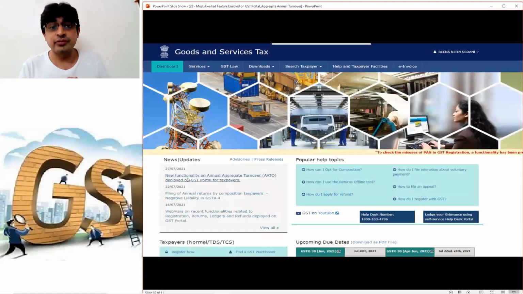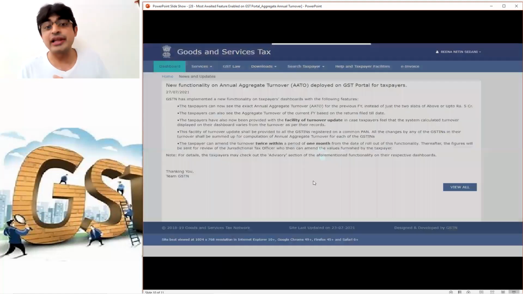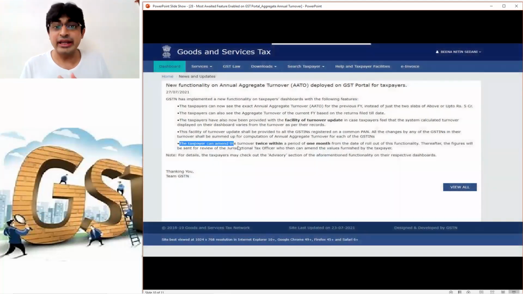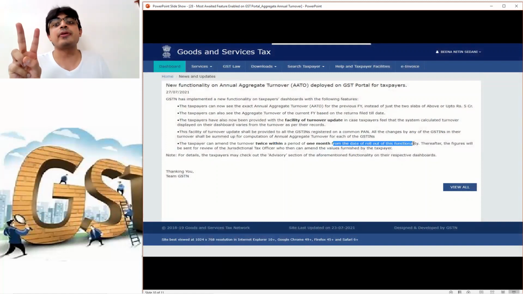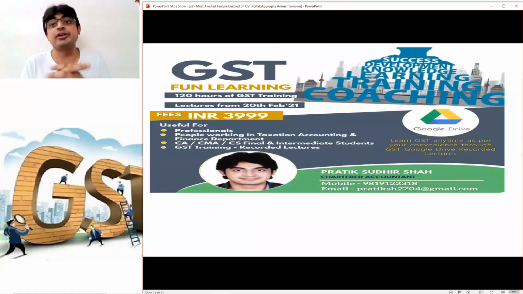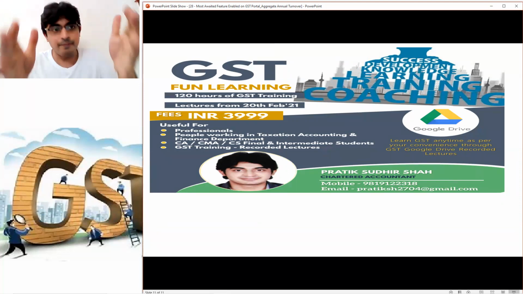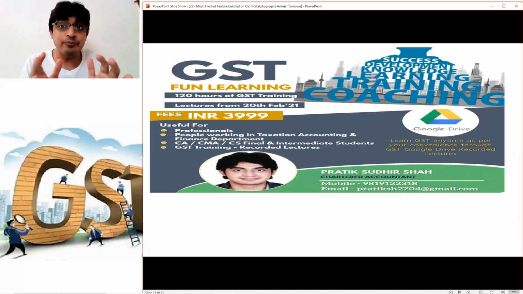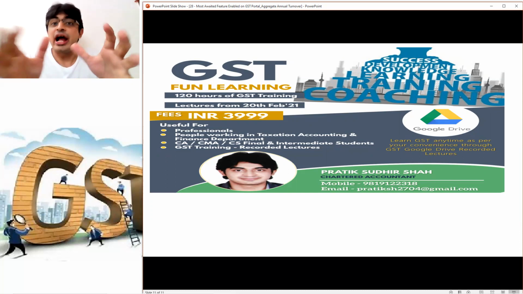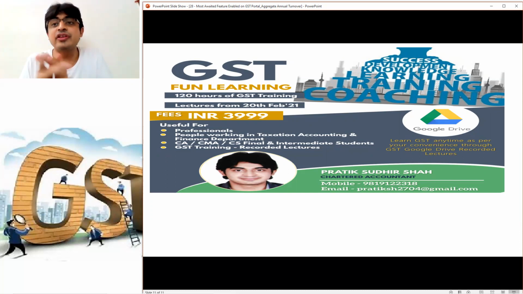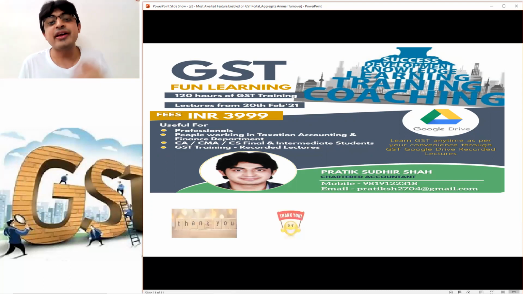So here if you log in, you will see this new functionality on aggregate annual turnover. In this they have mentioned that the taxpayer themselves can edit it only twice, and that also within a period of 1 month. So I request all registered persons, your clients, etc., to update your aggregate annual turnover in the preceding financial year. Whatever your audited P&L, etc., data must be ready. Please put the figures accordingly, so that the portal will calculate the turnover in the preceding year, and you may get the benefit of quarterly return, exemption in 9C, benefit of the late fees, etc.